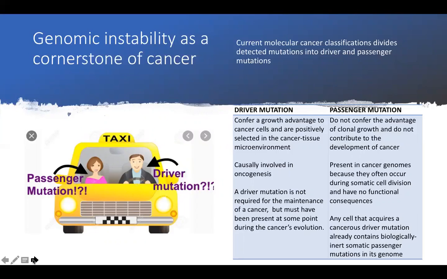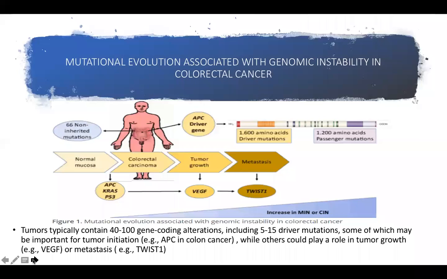Whereas passenger mutations do not confer the advantage of clonal growth. They do not contribute to the development of cancer. They don't have a functional consequence, but they are present in cancer genomes because they often occur during somatic cell division. So any cell that acquires a cancerous driver mutation already contains biologically inert somatic passenger mutations in its genome.